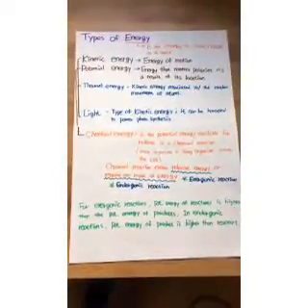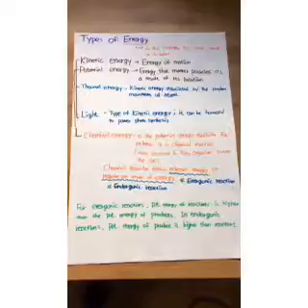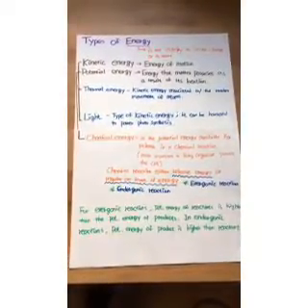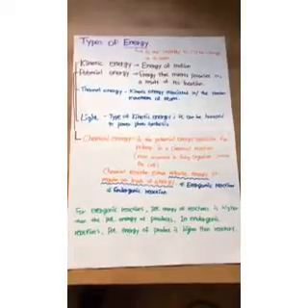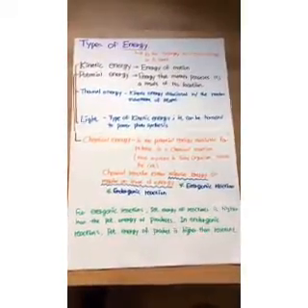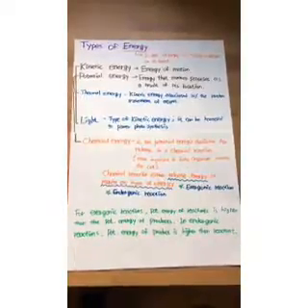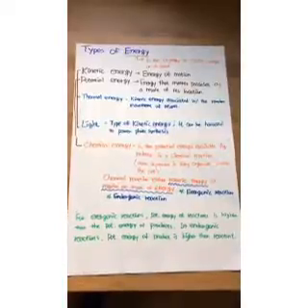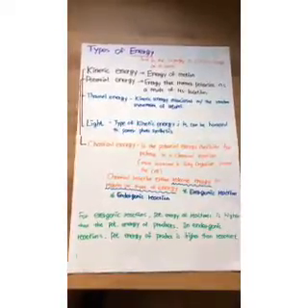There are two types of energy. Energy is the capacity to cause change or do work. The first is kinetic energy, which is the energy of motion. Within that, there's thermal and light energy. Thermal energy is associated with the random movement of atoms. Light energy is the type of kinetic energy that can be harnessed to power photosynthesis.